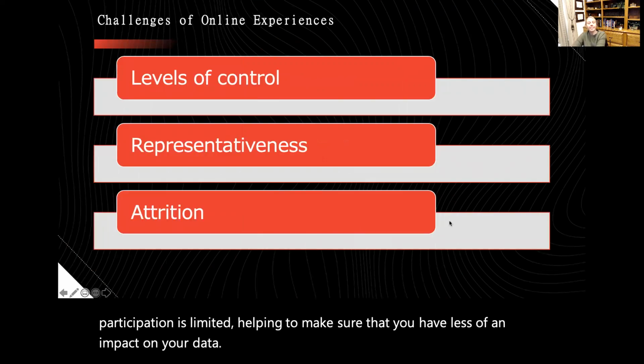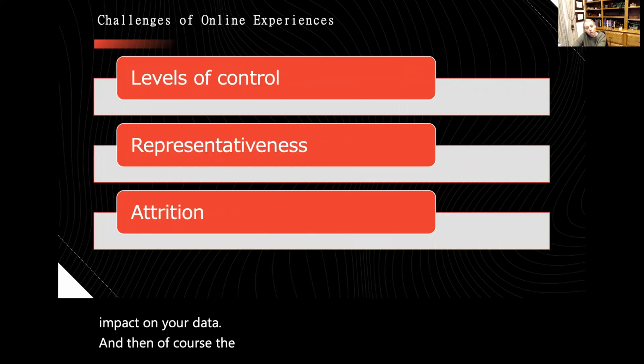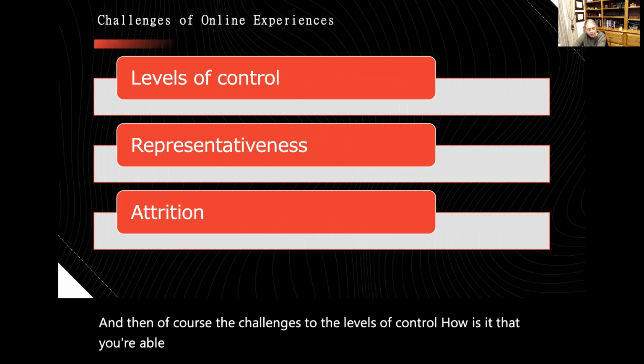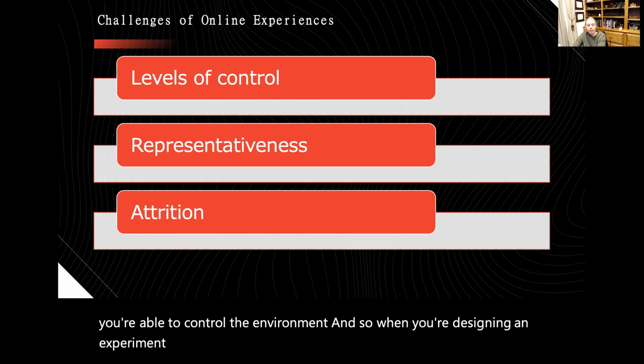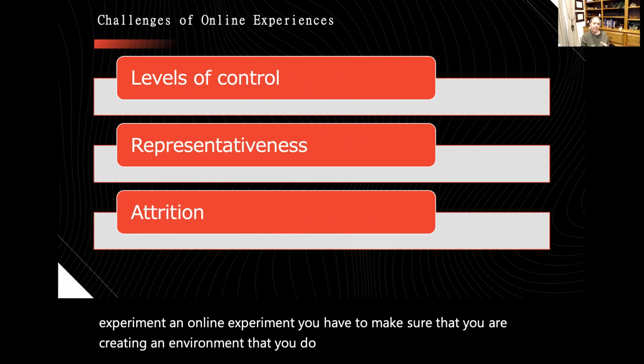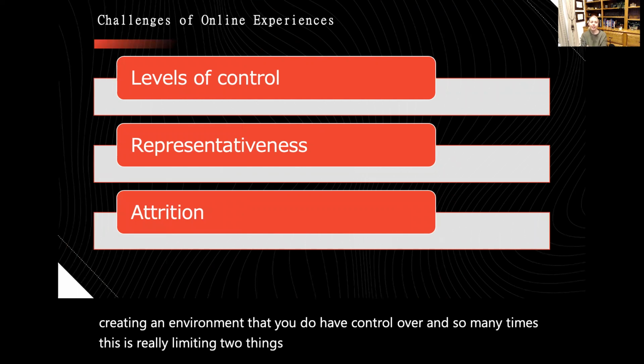And then, of course, the challenges. So the levels of control. How is it that you're able to control the environment? When you're designing an experiment, an online experiment, you have to make sure that you are creating an environment that you do have control over. Many times this is really limiting to things that can actually happen on the internet.